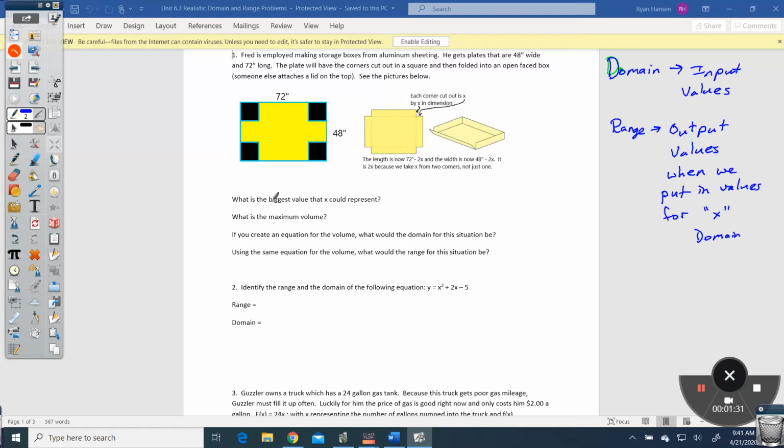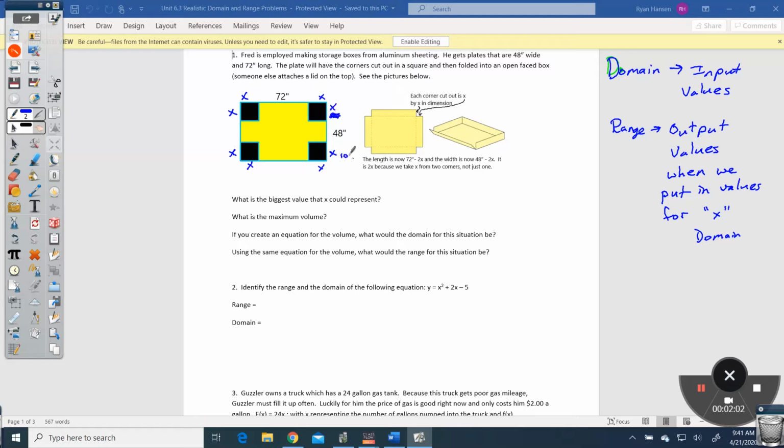So the first question is, what is the biggest value that x could represent? Well, these little pieces are x's, okay? And if I'm cutting out these chunks, for this problem, think about this, this is 48 inches wide. And I'm cutting out x from here, and I'm cutting out a chunk from here. So just think about it, if, say, this were 10, I would be cutting out 20 inches.